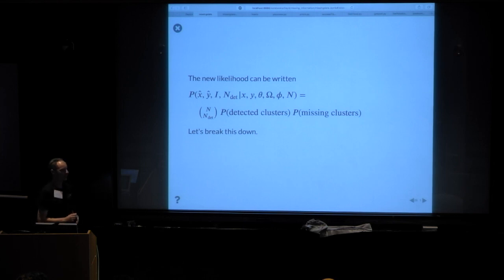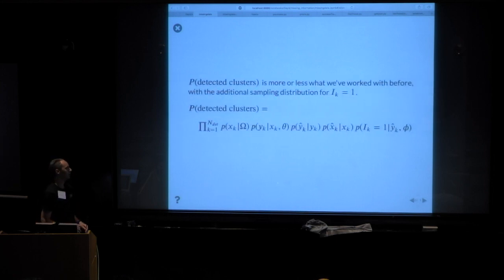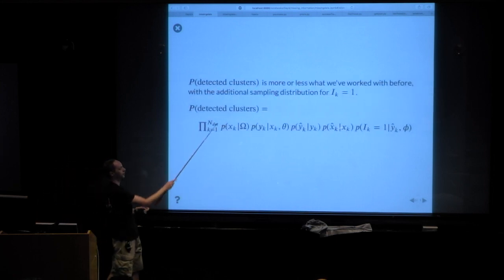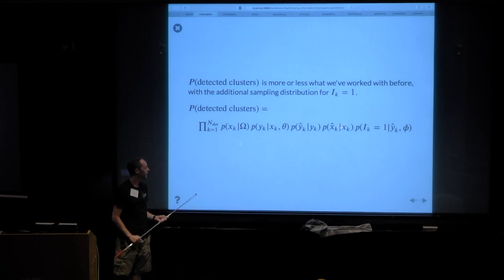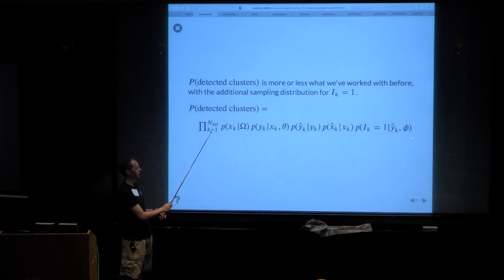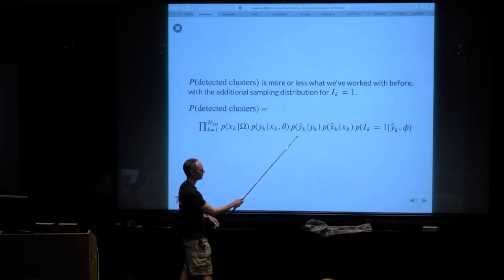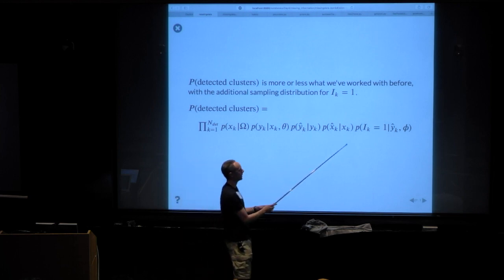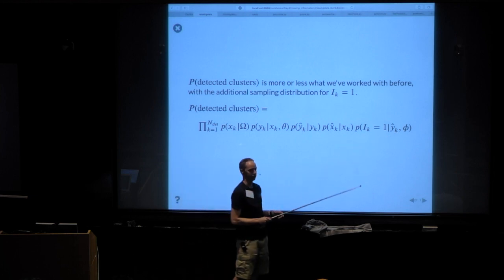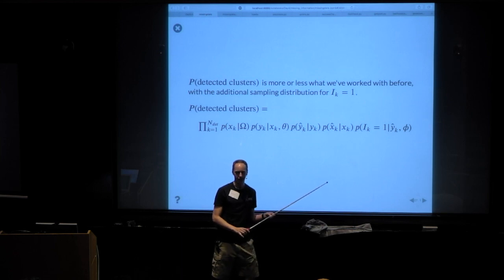So the likelihood for this no longer fits on one line, but it breaks down in this way, and we'll just go through the different pieces. So this term, this P of detected clusters, this is almost exactly where we started. It's still a product over clusters, now just the detected ones, of P of X, P of Y, P of Y hat, P of X hat. Don't know why the order came out that way. And all that's been added is this extra thing that says this source had to be detected.